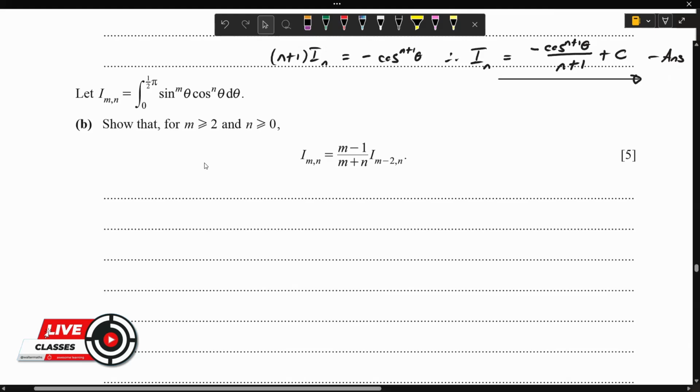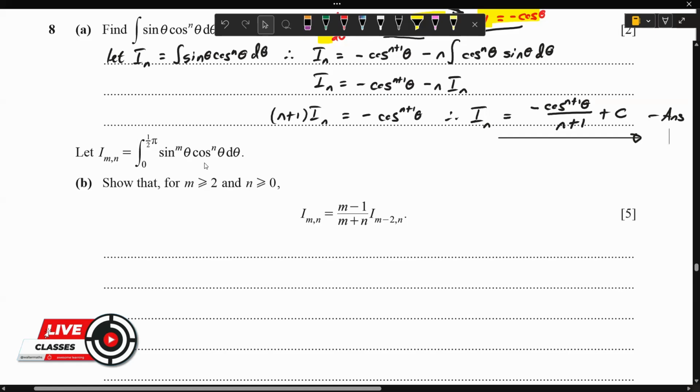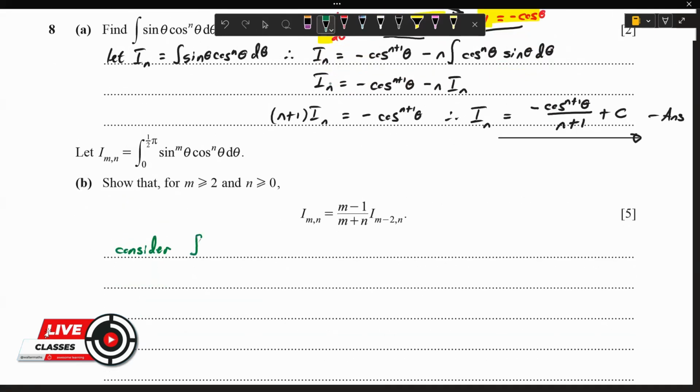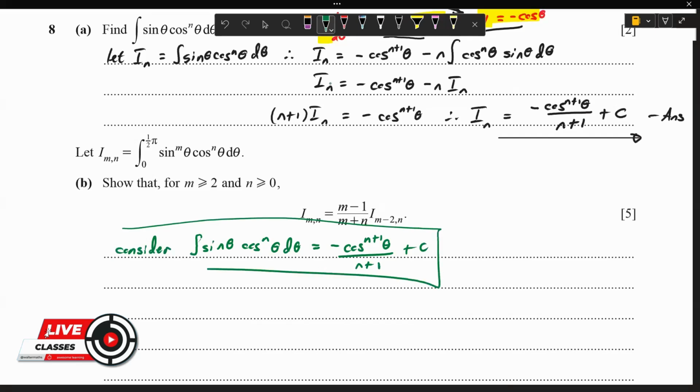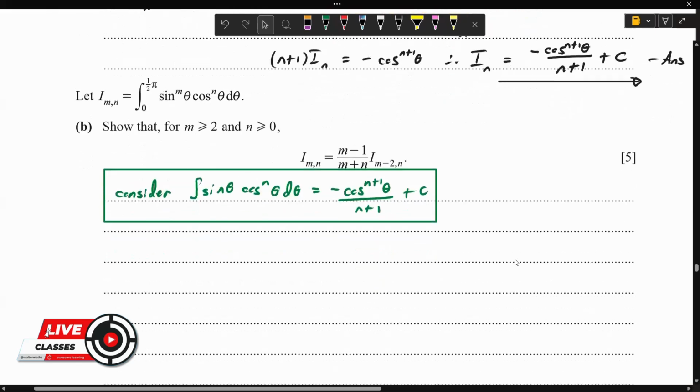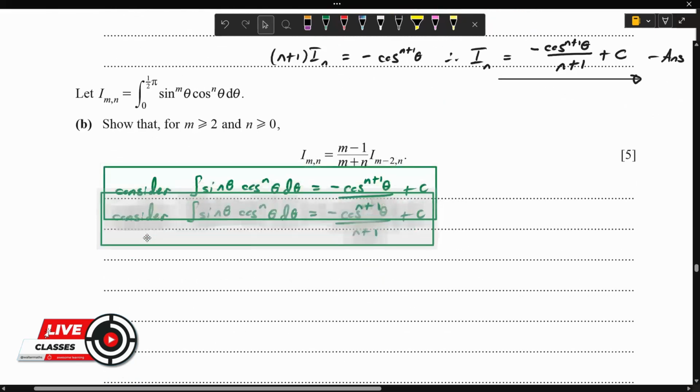All right. So we want to work this one out, and I would want you to consider the fact that on part A, we established that if we integrate sine theta cos to the n of theta with respect to theta, we get minus cos to the n plus 1 of theta over n plus 1 plus c. So I want you to keep this in mind, okay? Because we are going to need this important result which we got from above.